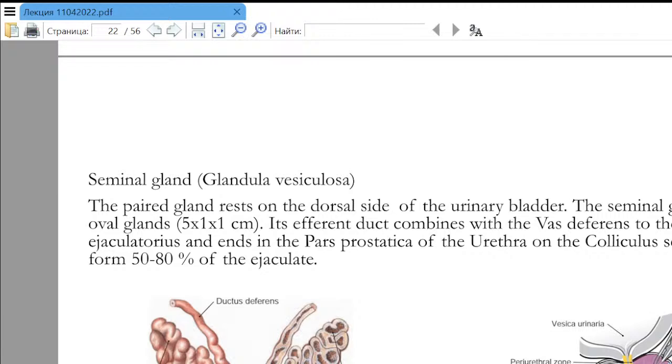This is the glandula vesiculosa. The efferent duct of the glandula vesiculosa connects with the ductus deferens and combines with the vas deferens to form the ductus ejaculatorius. Together, urethra, ductus ejaculatorius.